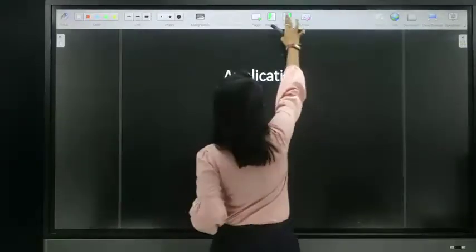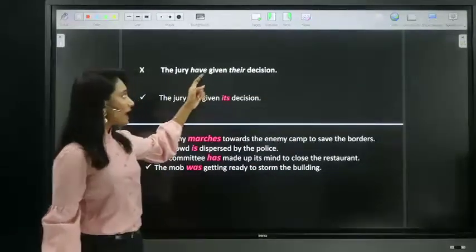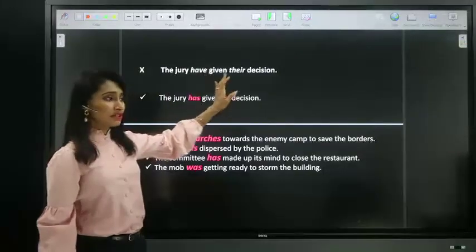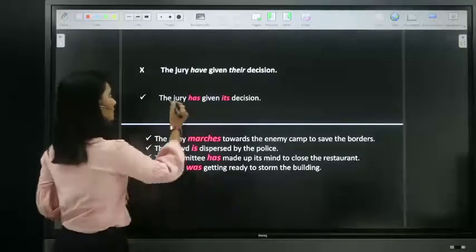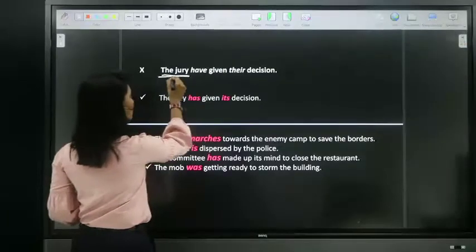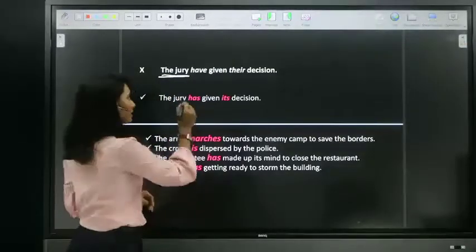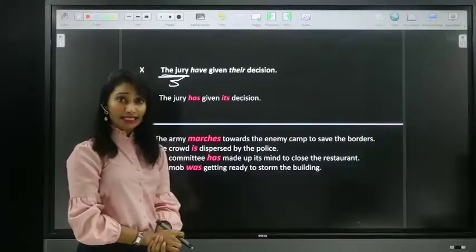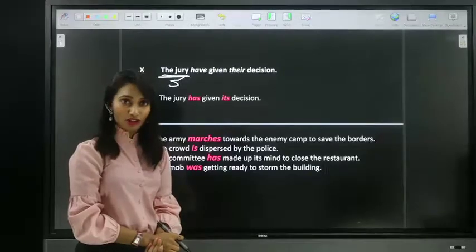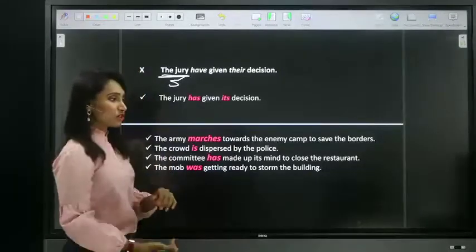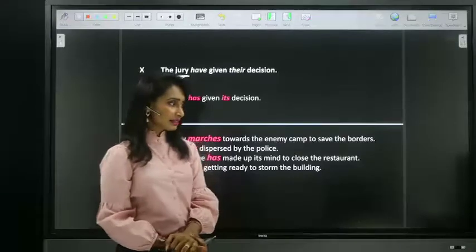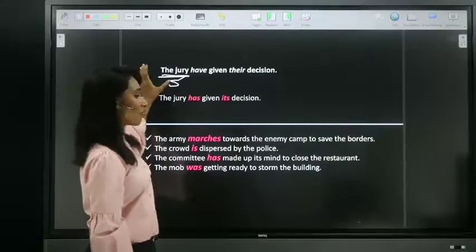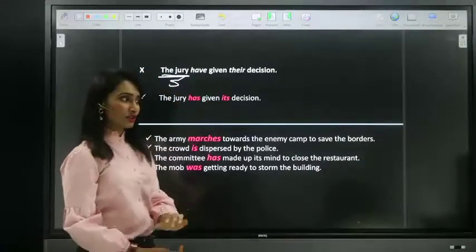So look at this sentence. The jury have given their decision. The jury have given their decision. If you look at the sentence, the subject here is jury, right? What kind of noun is jury? Yesterday we have discussed different types of nouns. So what kind of noun is jury? Can anyone answer? Kartikeyan, Lata or Swapna? So anyone? What kind of noun is jury?